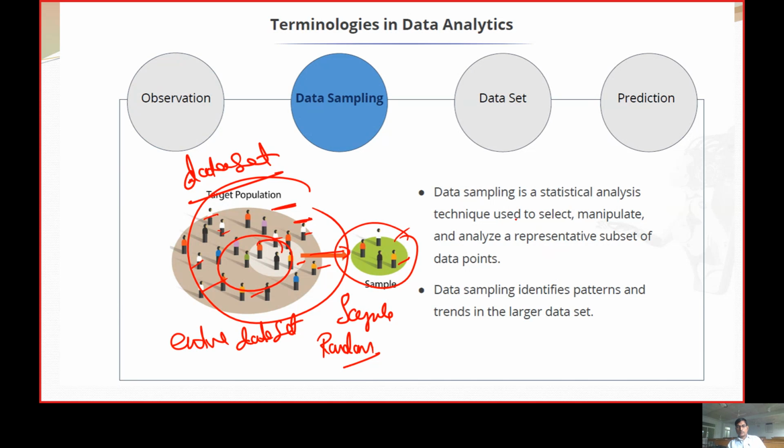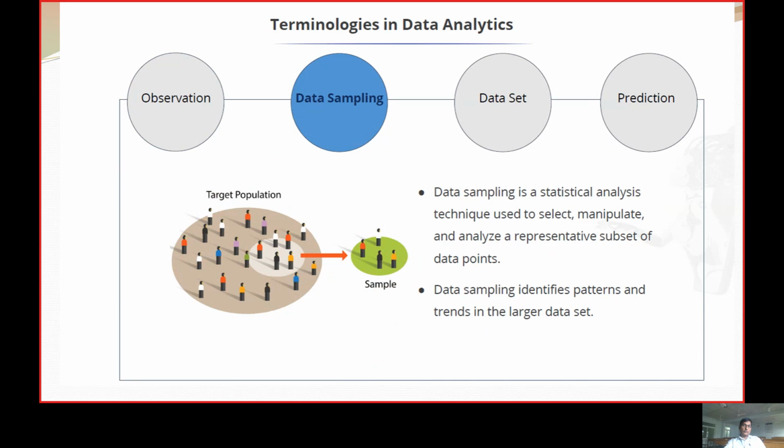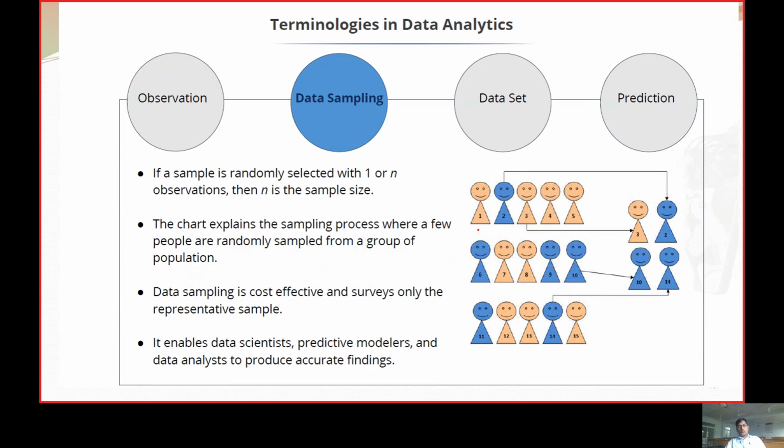Why are we going to use a sample? It is used to select, manipulate, and analyze a subset of points. From the main set, which we call the target population, we take a subset for analysis. Why do we do that? We want to identify the pattern and the trend inside the population, the trend inside the observations, the trend inside the data set. So how can we pick up the sample?